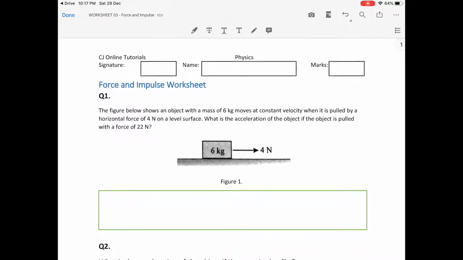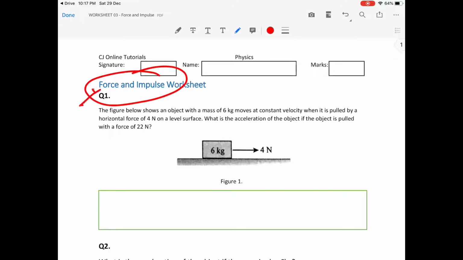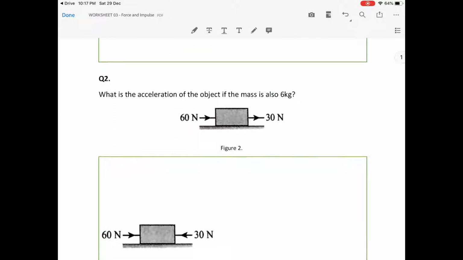Okay, welcome back. Today we are going to do this worksheet, the force and impulse worksheet. More specifically, let's focus on the force part of this worksheet. Let's try question number 2.